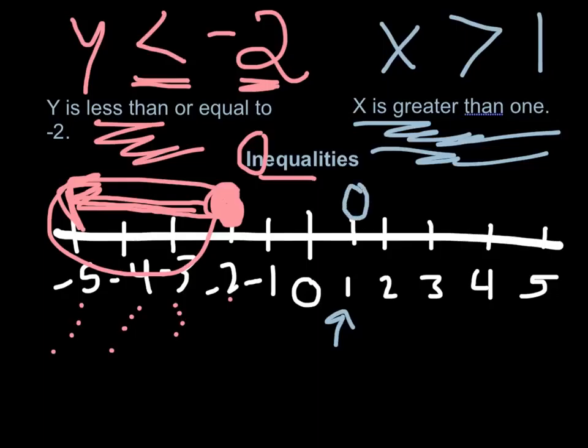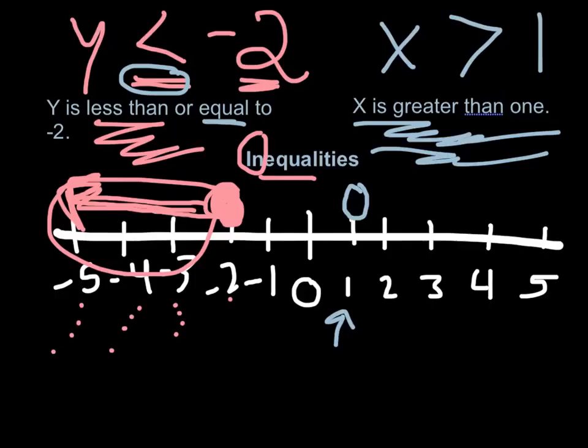When the inequality sign has a line underneath it, it means something or equal to: greater than or equal to, less than or equal to. When you include the digit in the inequality, like in this case, remember, y is less than or equal to -2, or temperature is less than or equal to 2 degrees below 0, you include the 2, and so you shade it in. When it's just greater than with no line underneath, or just less than with no line underneath the inequality sign, you include an open circle.